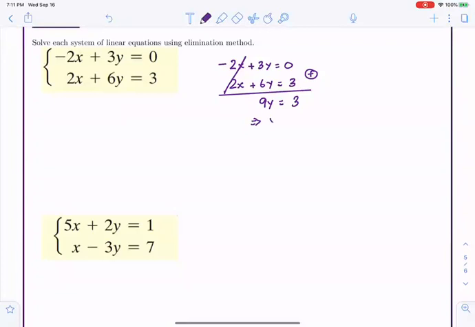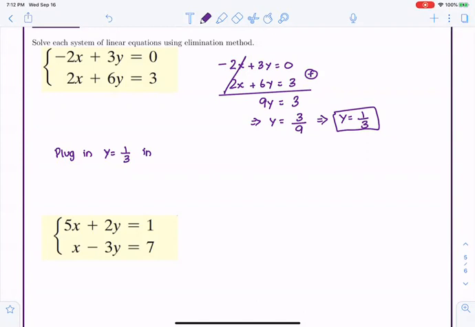Divide by 9 on both sides, y would equal 3 over 9, which would mean y is equal to 1 over 3. So that is the solution for y. Now that we have a solution for y, we plug in. Again, once you solve for one variable, you can use either of the two equations to solve for the other variable. You will get the same answer.